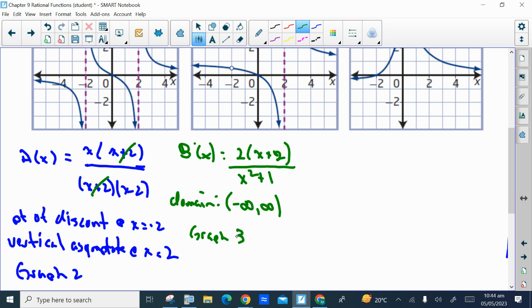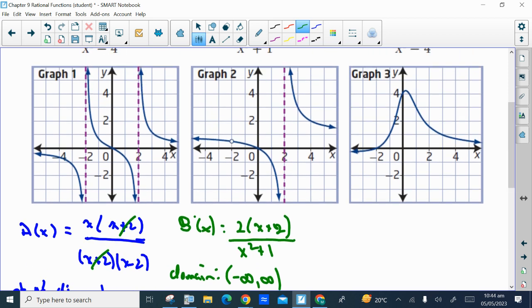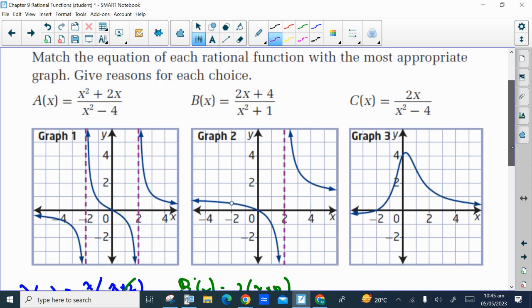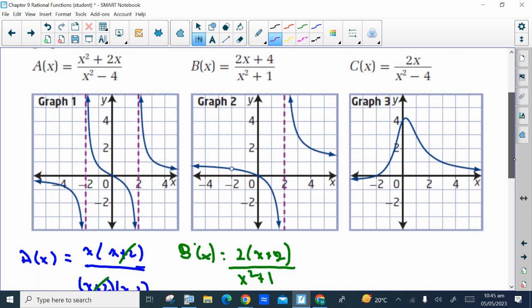Graph number 3 doesn't have any restrictions. It goes to the left and right forever. You could certainly put that equation in your calculator, graph it, and you would see it would look the same as graph number 3. So that means equation C has to match with graph 1.